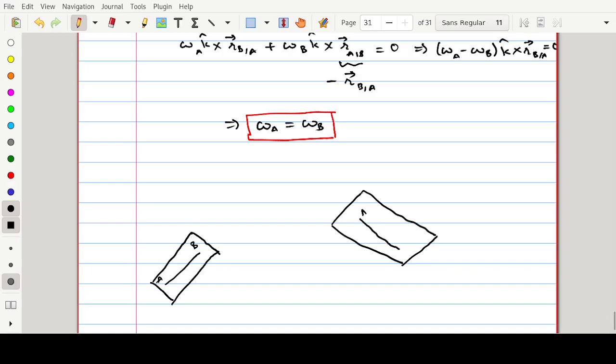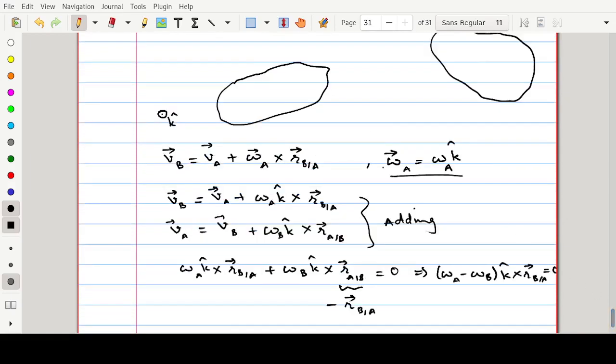So in general, AB. Now this relation, VB is equal to VA plus omega A cross RBA, basically means that motion of point B can be decomposed into a translation with the velocity of point A and a rotation about A.